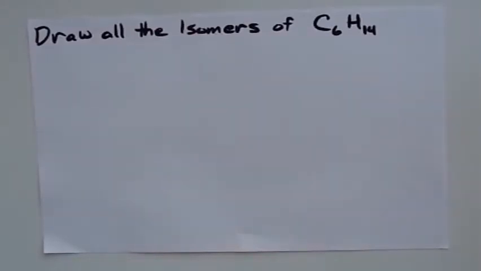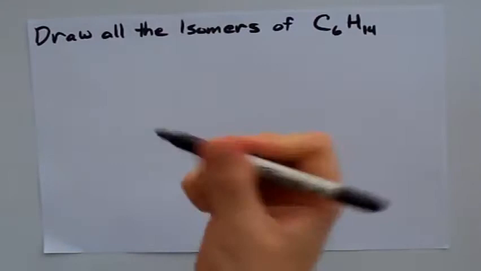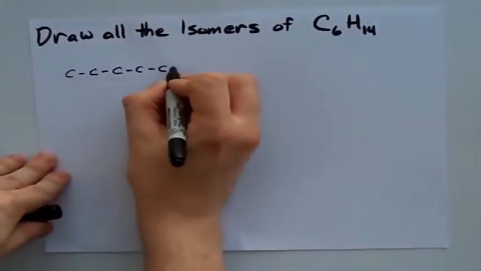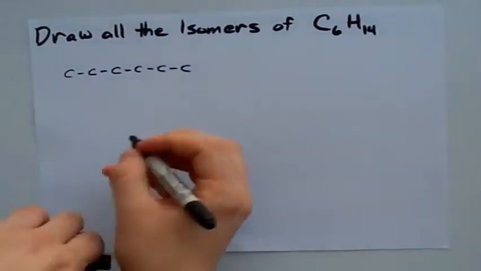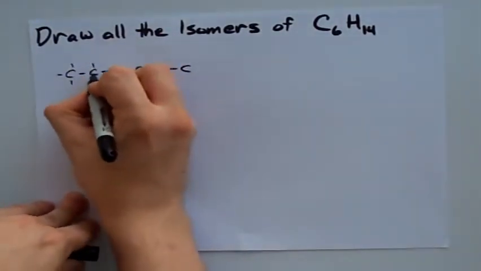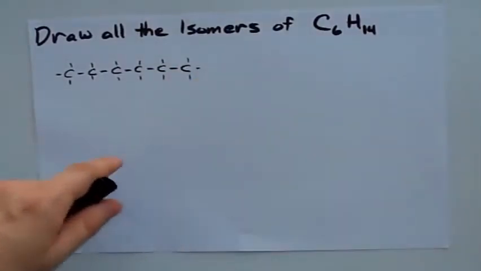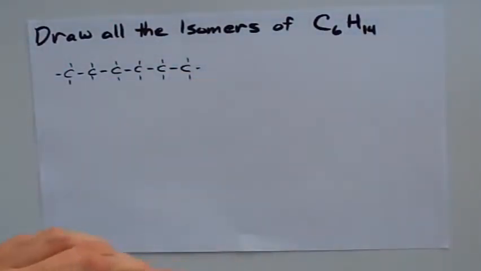I don't even know why this is a question sometimes, but lots of teachers will ask you to draw all the isomers of C6H14. The first thing I'm going to do is just lay out a 6-carbon chain. 6 carbons, that's the C6. 1, 2, 3, 4, 5, 6, 7, 8, 9, 10, 11, 12, 13, 14 hydrogens. This is the first isomer of C6H14.